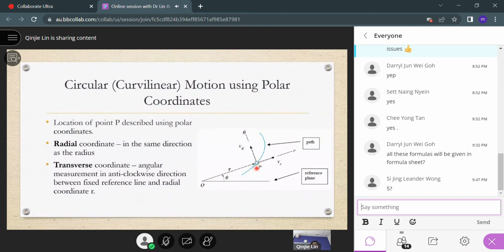If we write v theta, we are referring to the velocity in this direction, which is perpendicular to R. If we write VR, we are referring to the direction that continues in the same path as this R. One is the radial coordinate, in the same direction as the radius. The other one is a transverse coordinate. This is just by definition. We are setting new axes like that. It's just definition.